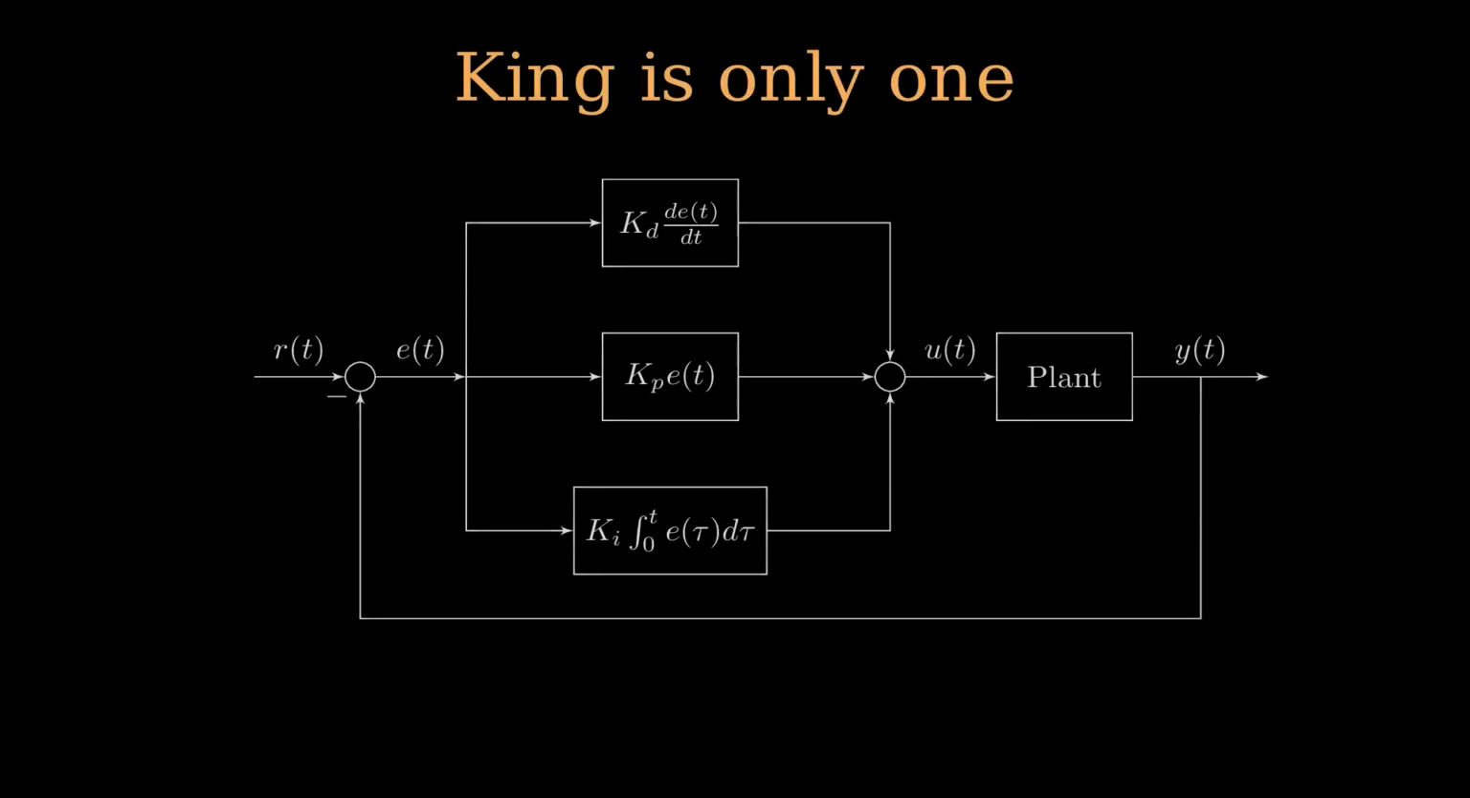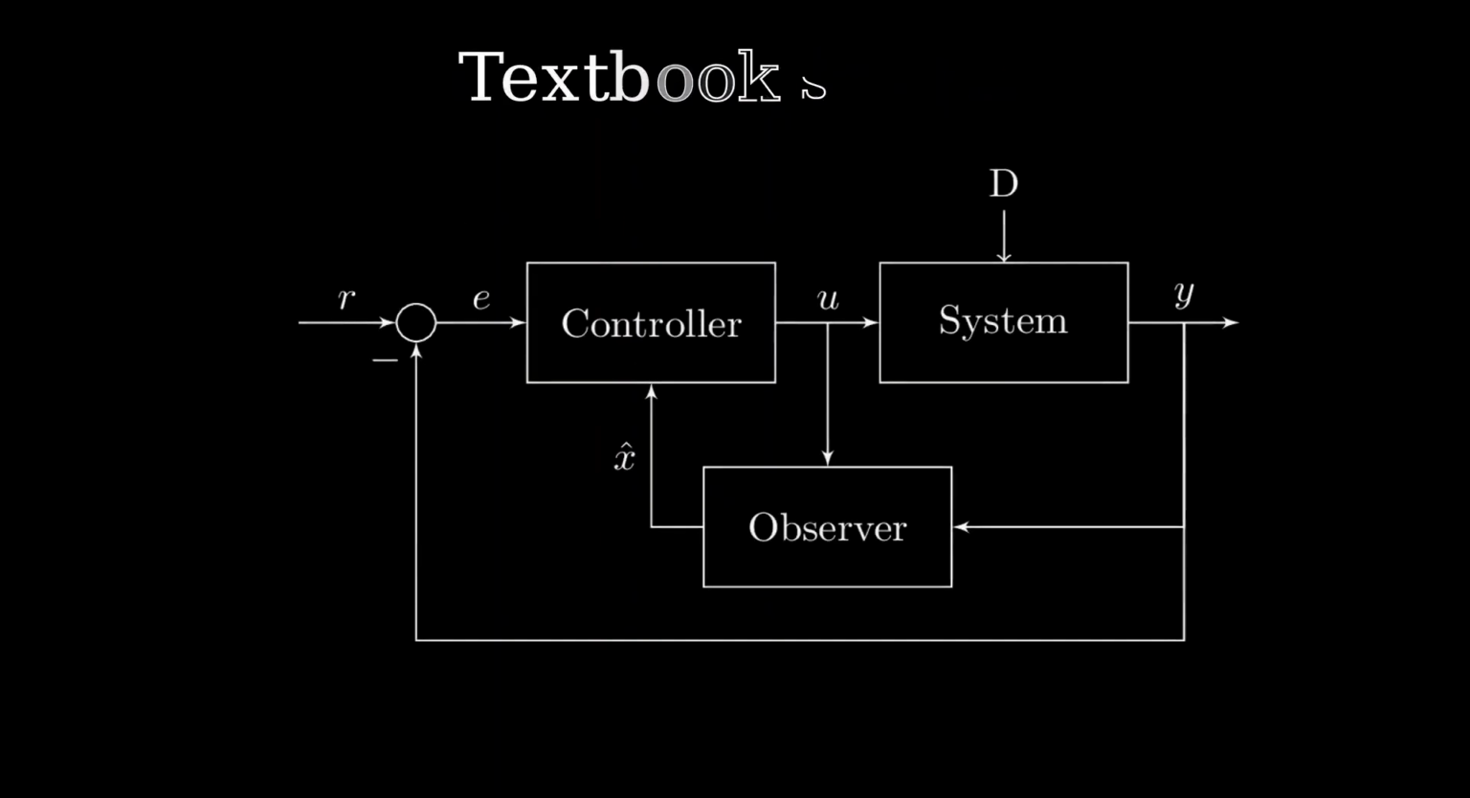If you know anything about industrial controllers, you know that the king is only one, the PID. It needs no model, no fancy math, and there are numerous ways to tune it. But what if the PID is not good enough for the job at hand? The control theory textbooks say that you can design an observer to estimate the state of the system and a controller to track the reference.